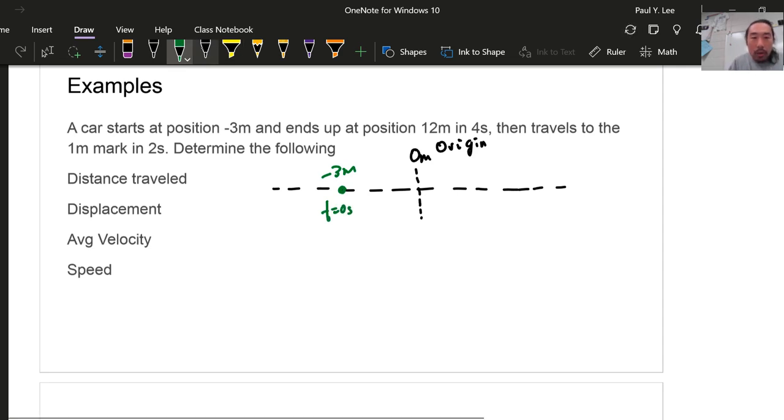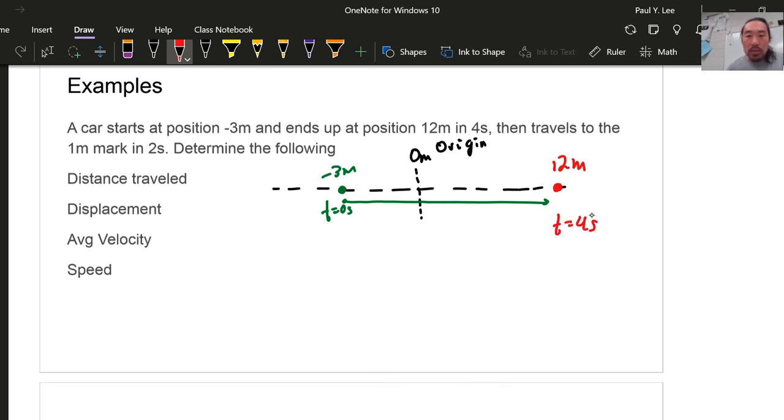And from there, we go all the way out, okay, all the way out to the 12 meter mark. So let's draw that one right there. So right there, this is the 12 meter mark, and it took us a total of 4 seconds. And then from there, we travel back to the 1 meter mark, right there. If you're wondering, my color system doesn't make any sense. I'm sorry. And that took a total of 2 seconds.